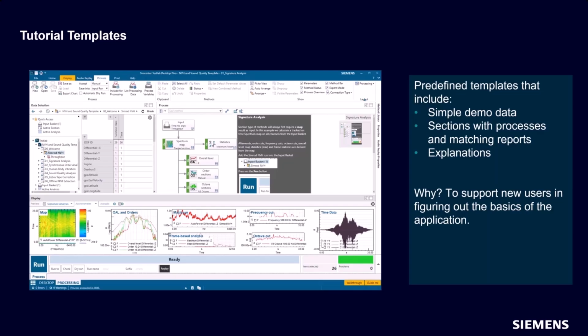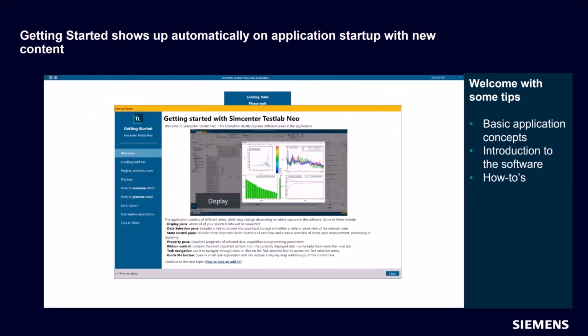Also, I don't know if you've ever used the Getting Started pane when you open Testlab Neo. If you look here at the bottom, unless you turn this off, it'll always show up at startup. But there is new information that's been put into the Getting Started to help you with loading add-ins, understanding the interface, how project sections and runs are related, working with the displays and the pivot table. So this is a good introduction to the software, a lot of how-tos.